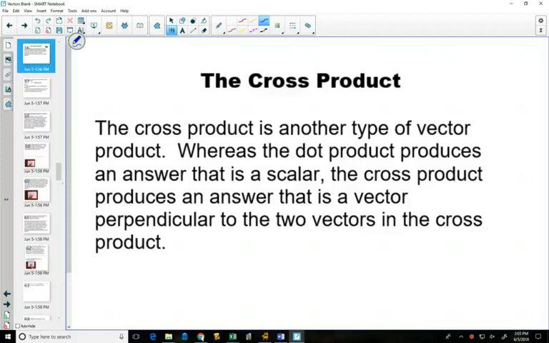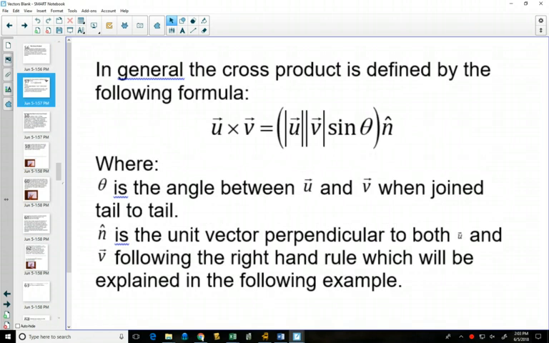The next type of vector multiplication we're going to learn is the cross product. Whereas the scalar product gives us an answer that's a scalar, the cross product gives us an answer that's a vector. But it's not called the vector product, which would kind of make sense: one scalar product, one vector product. No. The cross product. So what do we do? Well, we can use this formula.